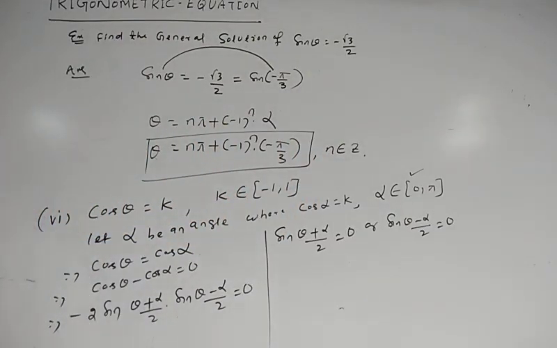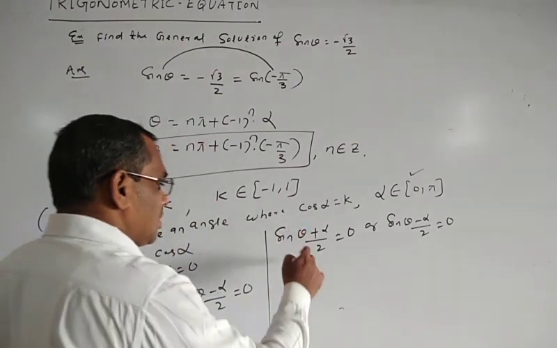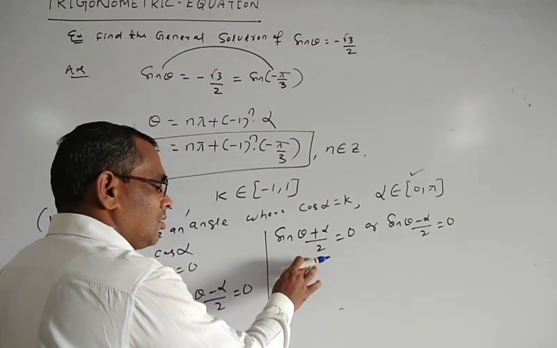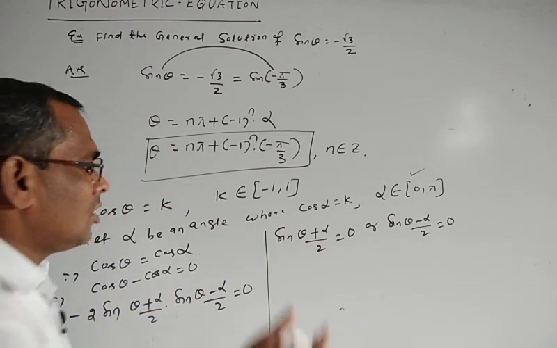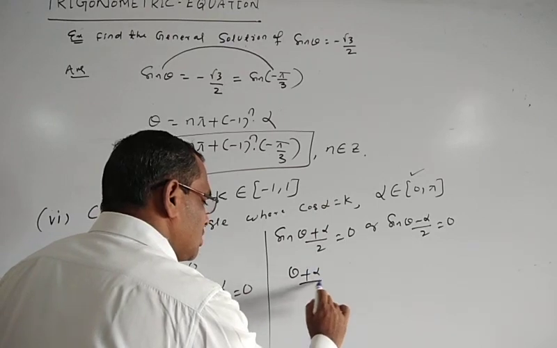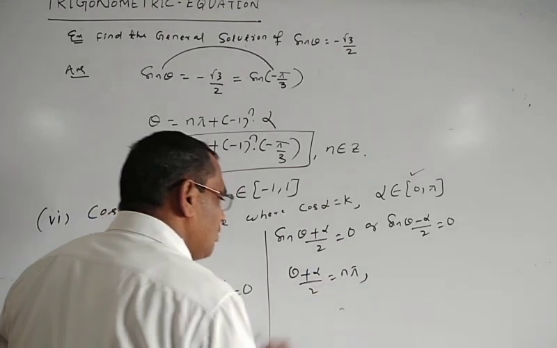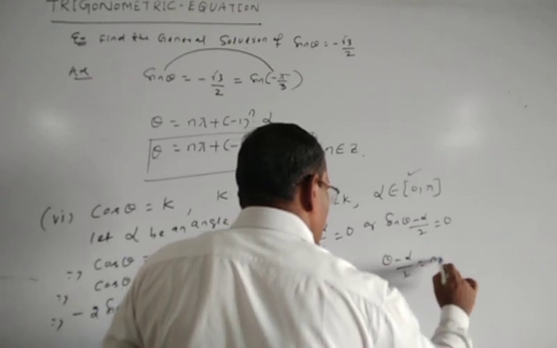You know sin theta is equal to 0 means theta is equal to n pi. So in place of theta, here theta plus alpha by 2. You know sin theta equal to 0 means theta is n pi, but instead of theta we have theta plus alpha by 2. So theta plus alpha by 2 is equal to n pi. And theta minus alpha by 2 is equal to n pi.